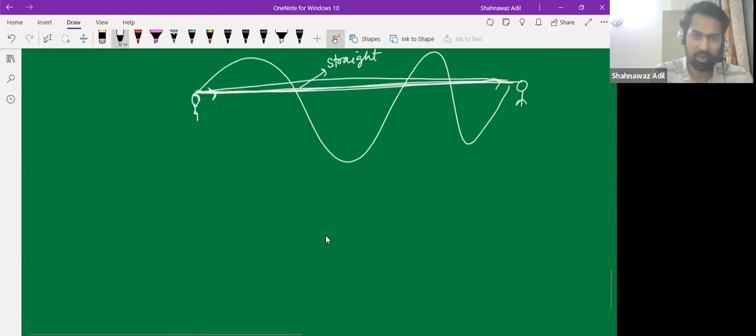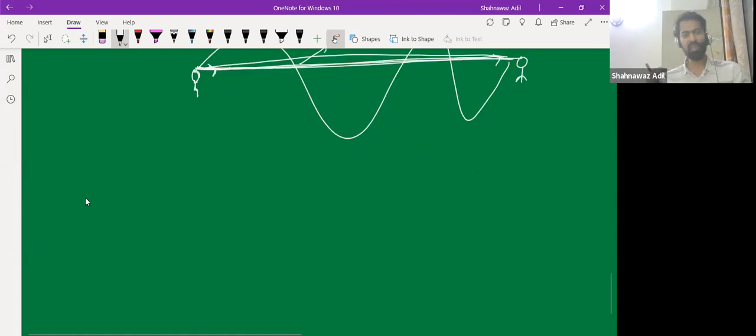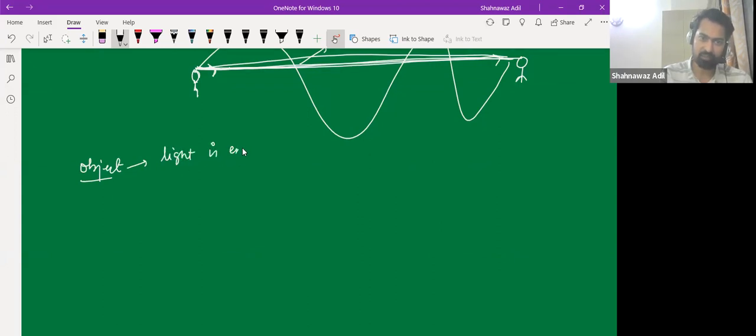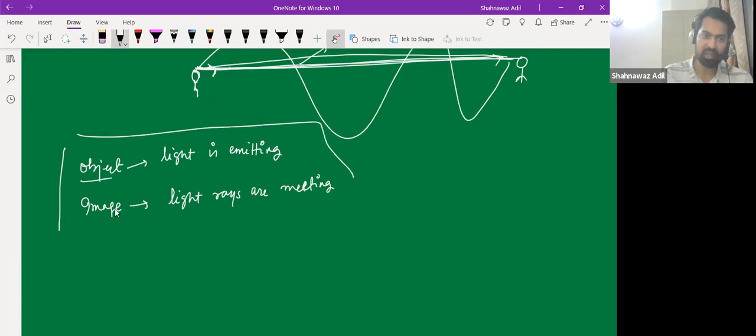So the next topic is what kind of objects there are and what are the images that we see, right? So there are two kinds of thing for light. One is this object from where the light is emitting, right? And then there would be this image, where those two light rays are meeting, right? So we'll talk about what are the objects and what are the images.